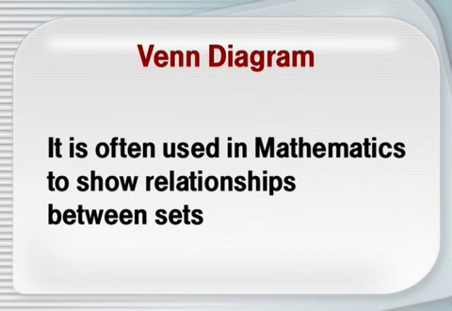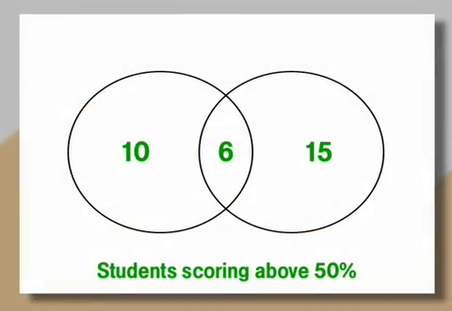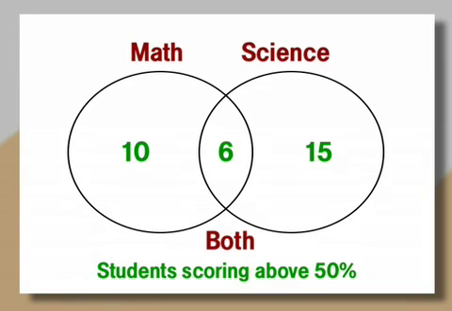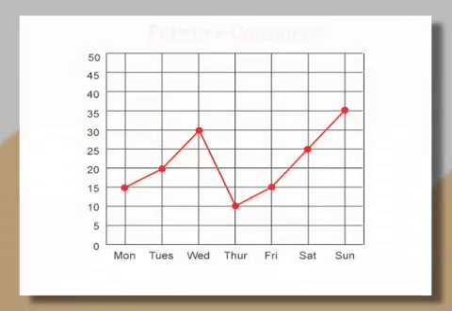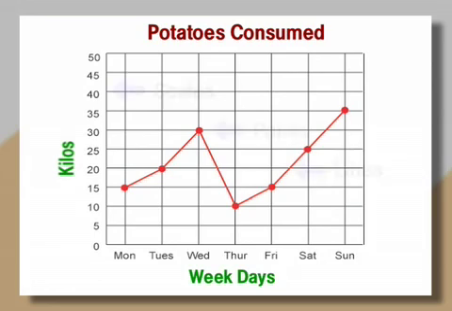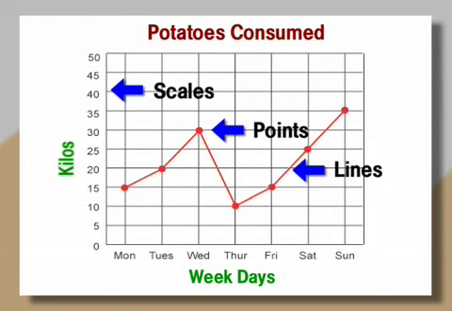A Venn diagram is made up of two or more overlapping circles. It is often used in mathematics to show relationships between sets. The following is an example of a Venn diagram. The data shows the number of fifth grade students who scored above 50% in math, science, or both. A line graph displays change over time. The following are the parts of a line graph: title, labels, scales, points, and of course, lines.